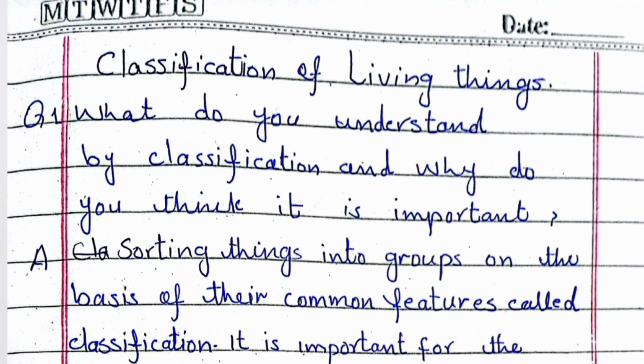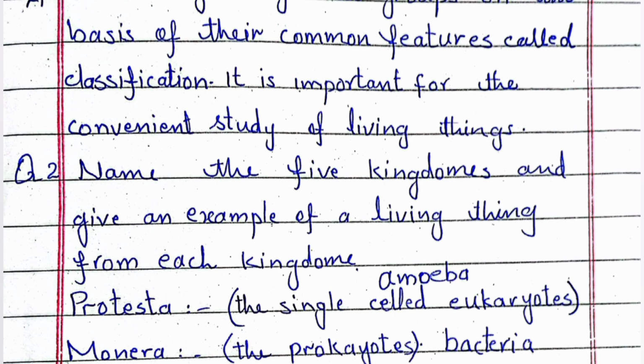Today we are going to solve the exercise of grade 5 Oxford Science Unit 1, Classification of Living Things. Let's move to question number 1. What do you understand by classification and why do you think it is important? Answer: sorting things into groups on the basis of their common features is called classification. It is important for the convenient study of living things.